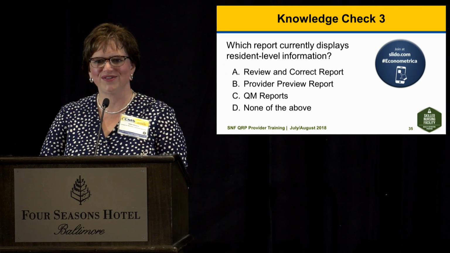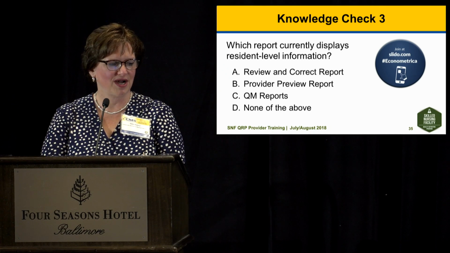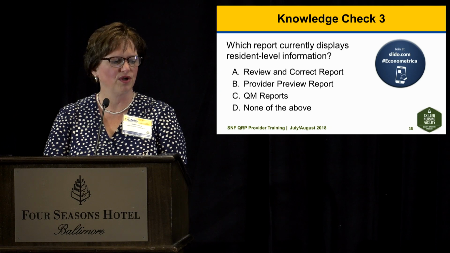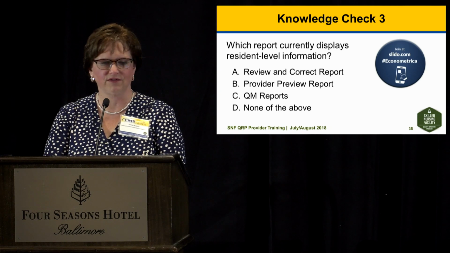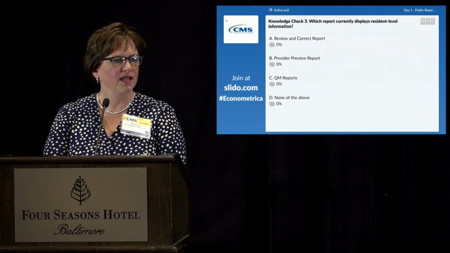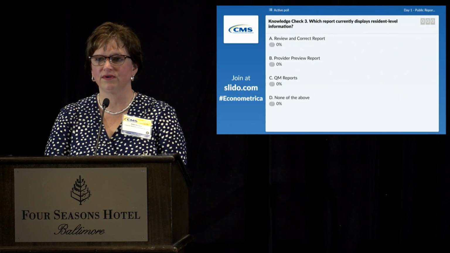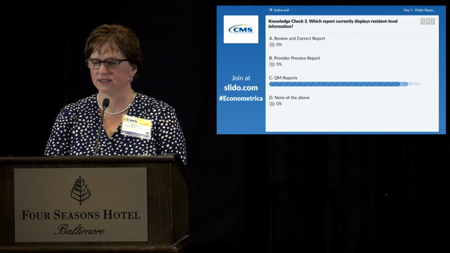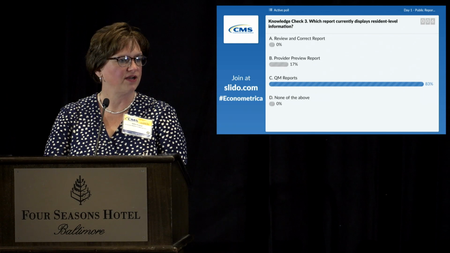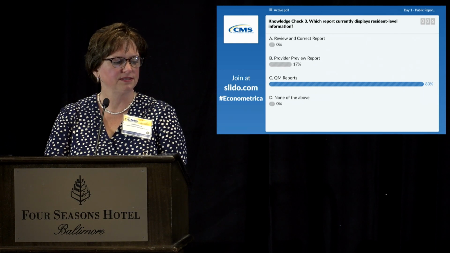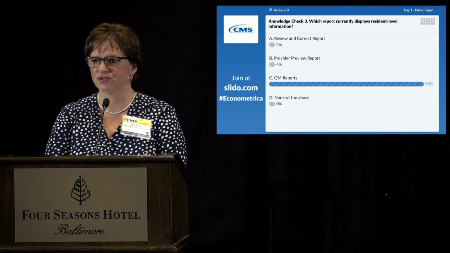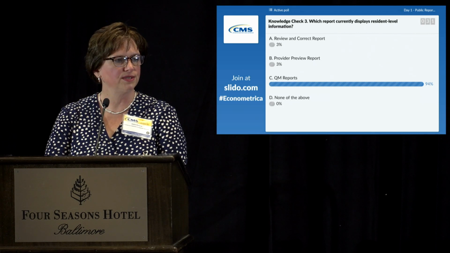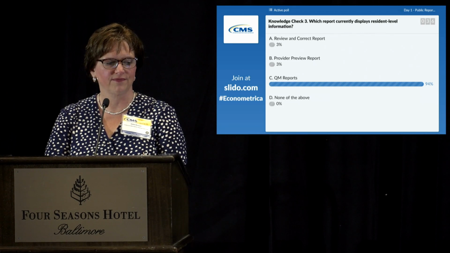And we'll pause for another knowledge check. So the question is, which report currently displays resident-level information? Is the correct response A, the review and correct report, B, the provider preview report, C, the QM or quality measure report, or D, none of the above?